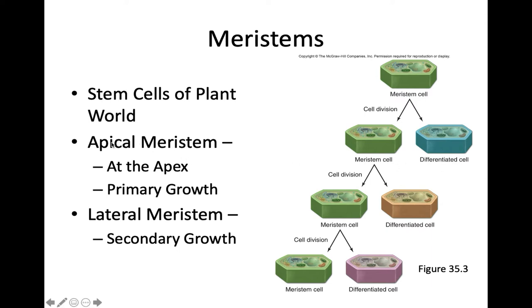And these are just different places of meristem. So you can have apical meristem cells. They're at the apex where they're involved in primary growth, and then you can have lateral meristem cells that are not at the top of the plant that aid in secondary growth of the plant.